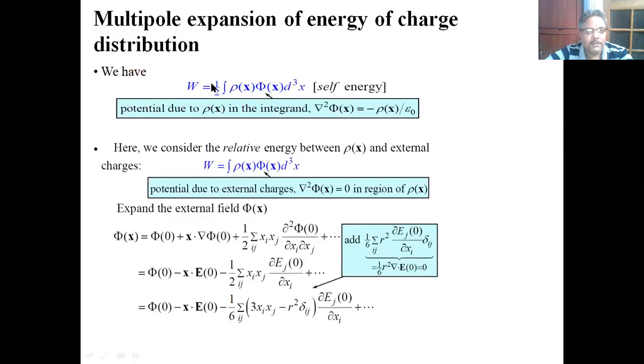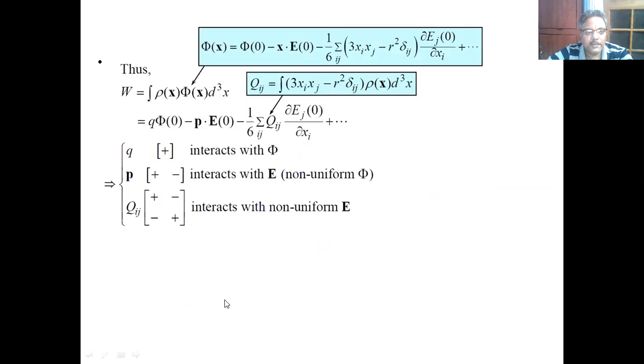We can also calculate the energy of a charge distribution using the expression. And we substitute the value of phi from the multipole expansion we have derived. This is the multipole expansion. We come across the expression for the energy. Here the first term is for the monopole, the second for the dipole, and the third for the quadrupole.